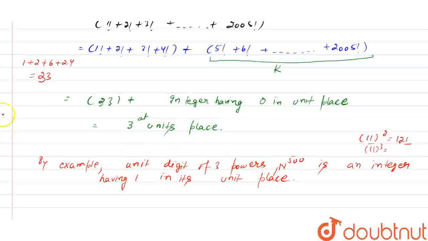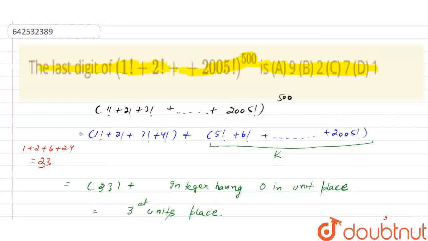So we can say by the example that n raised to power 500 is an integer having 1 in its unit place. By seeing the options, we have to find the unit place digit. So we can say our option D, that is 1, is the correct option.